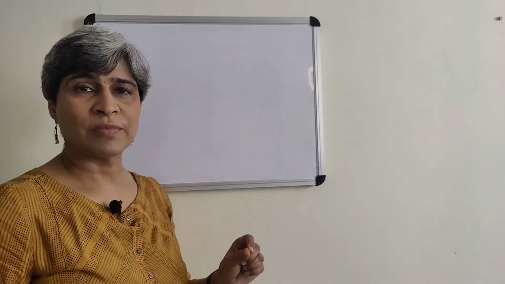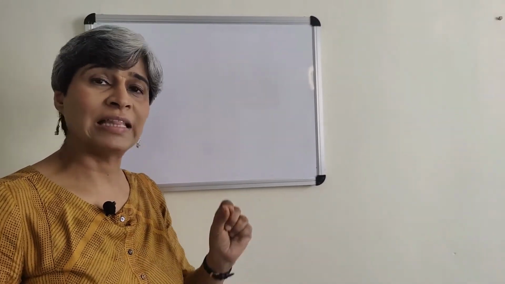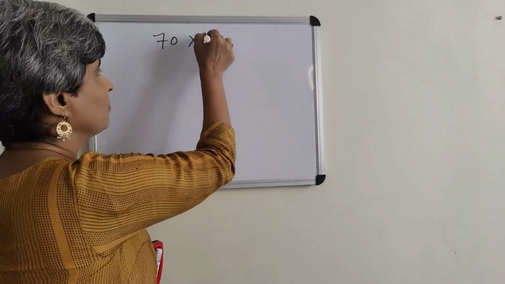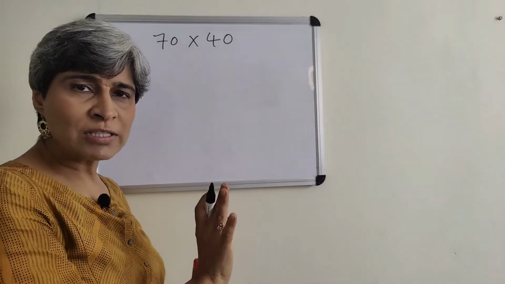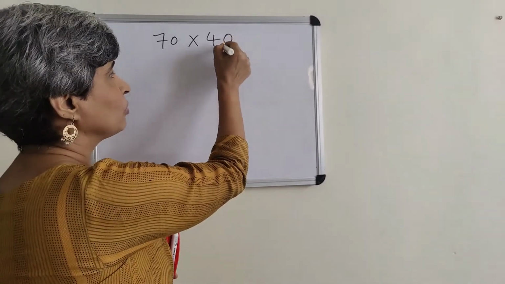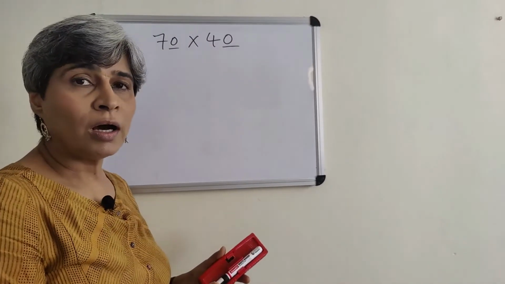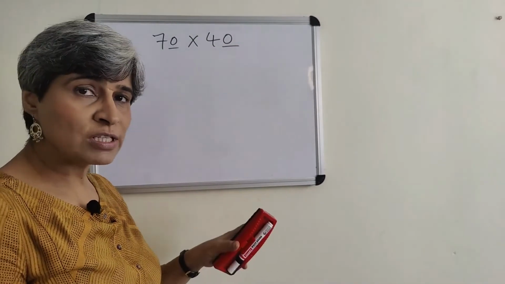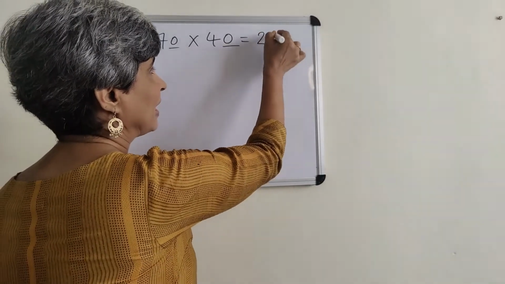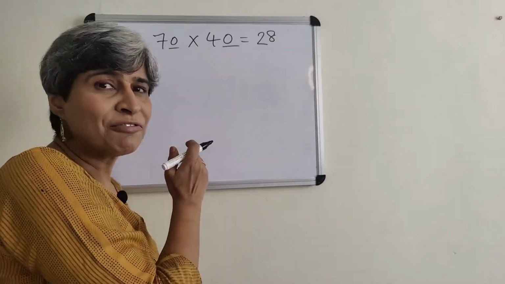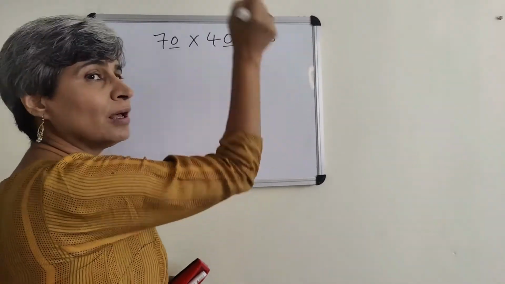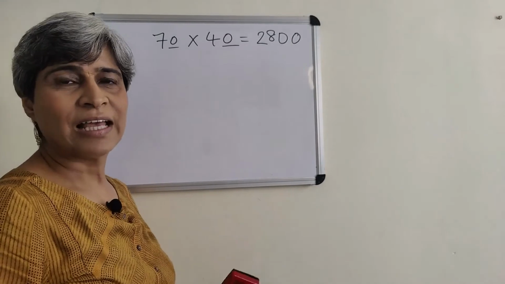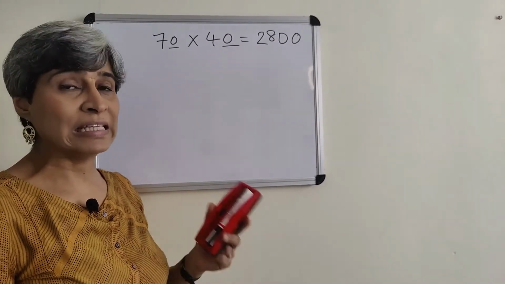An easier way, a very simple way, when you have zeros at the end of your number, is, we'll take the same example. Forget about the zeros for now. So if I forget about the zeros, I forgot about these two. What are the numbers I have to multiply? 7 into 4. 7 4s are 28. How many zeros did I forget about earlier? 2 of them. Let me put them back here. 2,800.